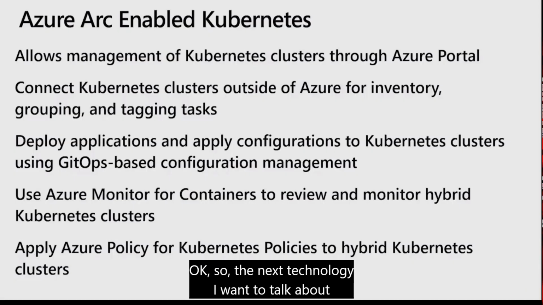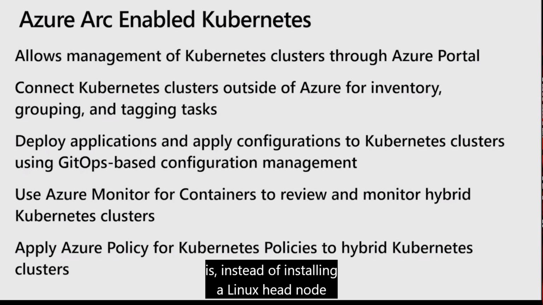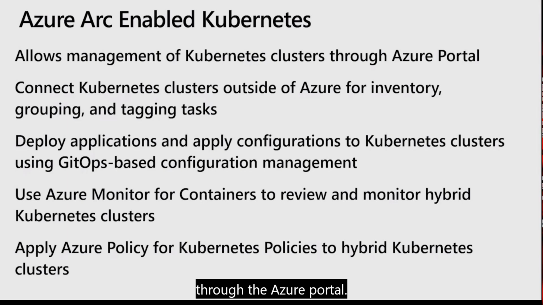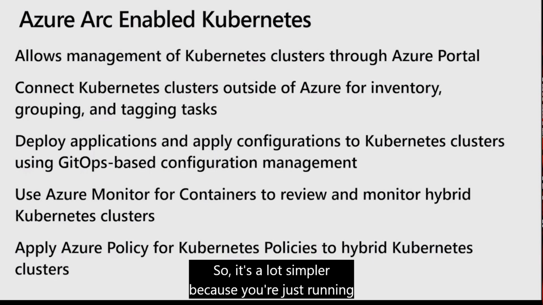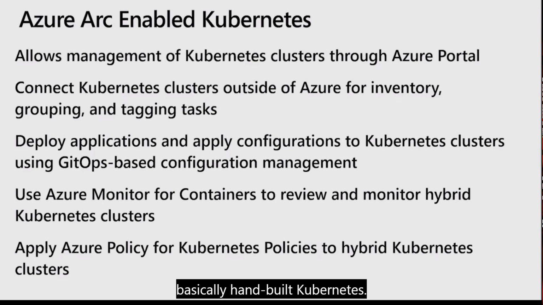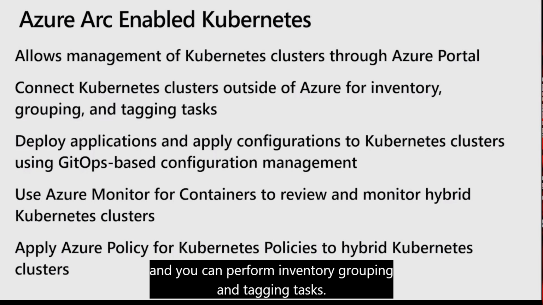Okay, so the next technology I want to talk about is Azure Arc-enabled Kubernetes. So what Azure Arc-enabled Kubernetes does is, instead of installing a Linux head node to run your Windows Server containers, it allows the management of Kubernetes running on-prem through the Azure portal. So it's a lot simpler because you're just running Kubernetes through Azure being your control node rather than doing it through basically hand-built Kubernetes.